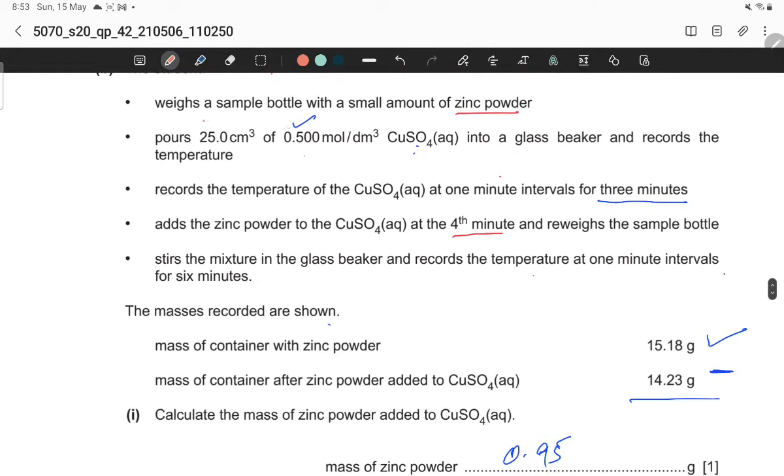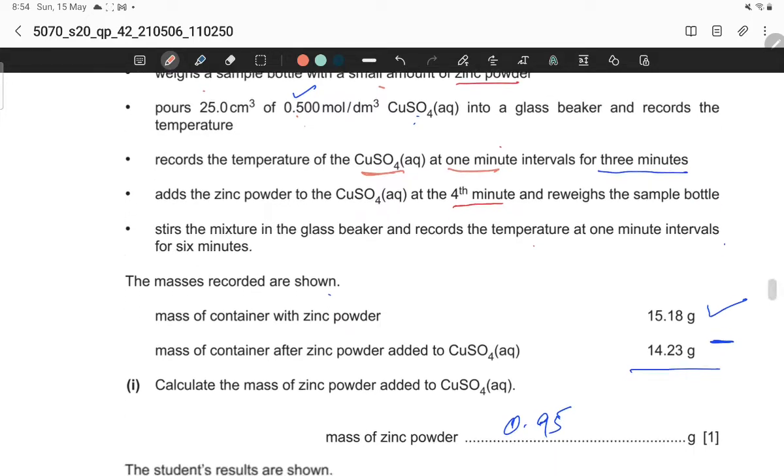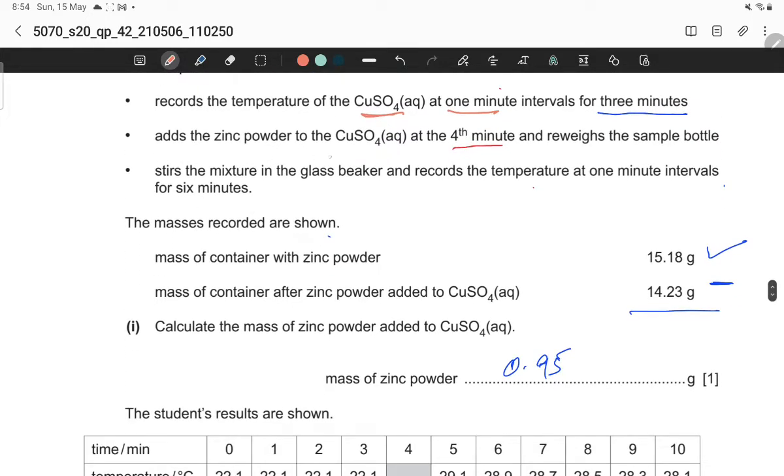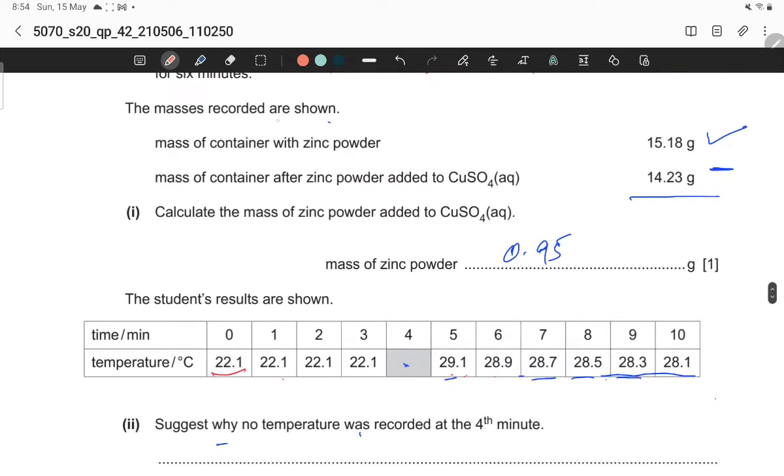Now the student weighs a sample bottle with a small amount of zinc powder, pours 25 cm³ of 0.5 M copper sulfate into a glass beaker and records the temperature. Record the temperature of the copper sulfate at 1 minute intervals for 3 minutes. Add zinc powder to the copper sulfate at the 4th minute and reweigh the sample bottle. Stir the mixture in the glass beaker and record the temperature at 1 minute intervals for 6 minutes. The masses recorded are shown.